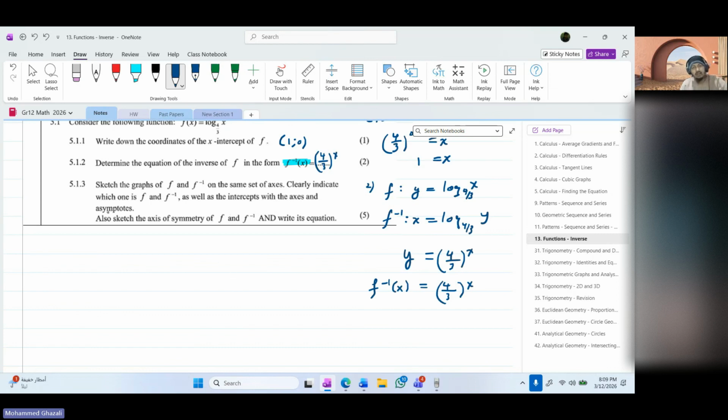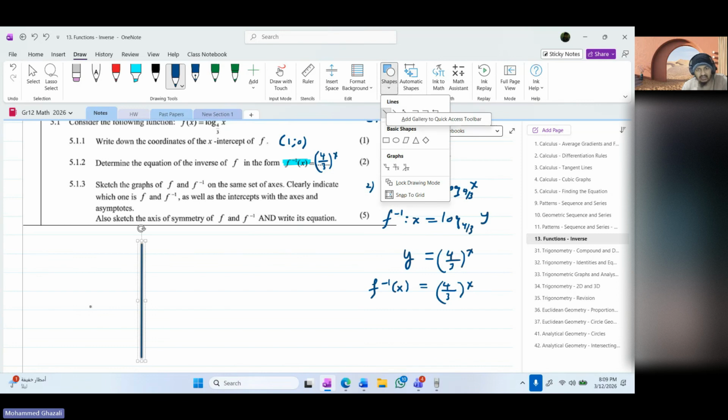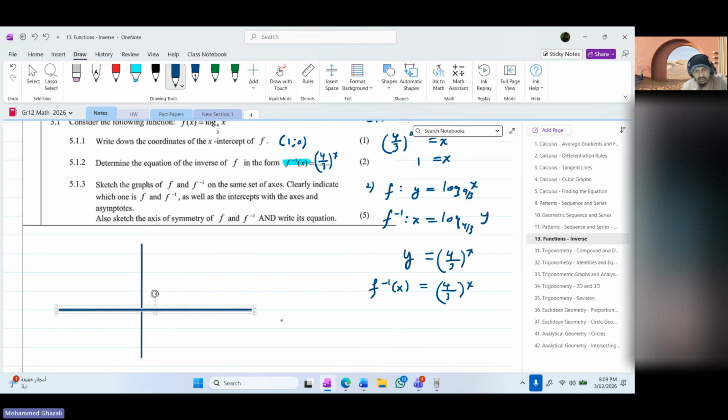Great. Now you need to sketch both f and f inverse on the same system of axes, as well as intercepts with the axis, asymptotes. Also sketch the axis of symmetry. Axis of symmetry is y equals x, okay? So you need to show that. So they're asking for quite a lot, but it's simple, right? First, we need to put some important points here, and we just need 2 points. We don't need thousands of points here.